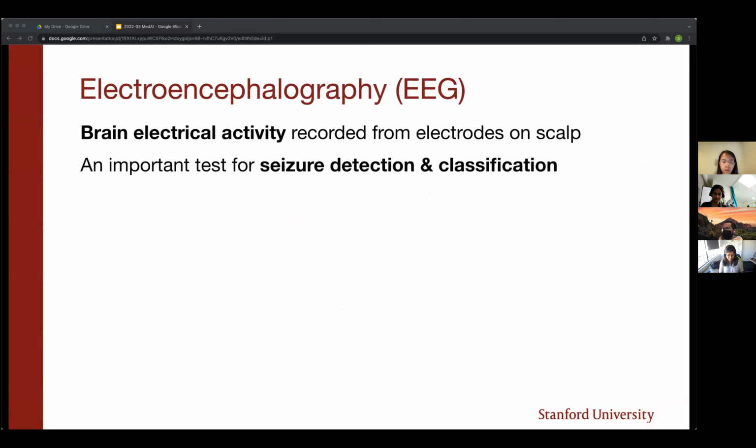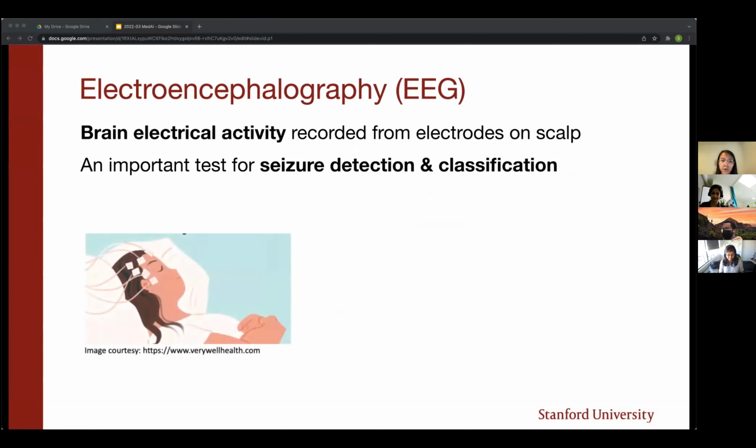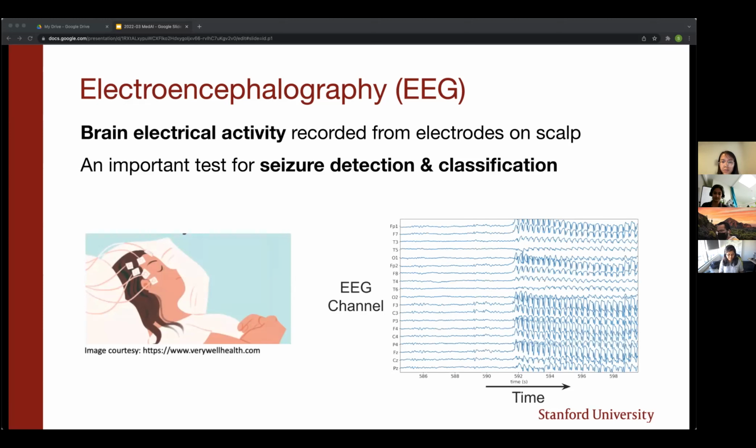Let me briefly introduce background about EEG here. So EEGs are brain electrical activities recorded from electrodes placed on a patient's scalp. It is an important test for seizure detection and classification. By seizure detection, I mean to identify if an EEG has a seizure or not. And seizure classification is to classify the seizure into finer-grained seizure types, such as focal versus generalized seizures.